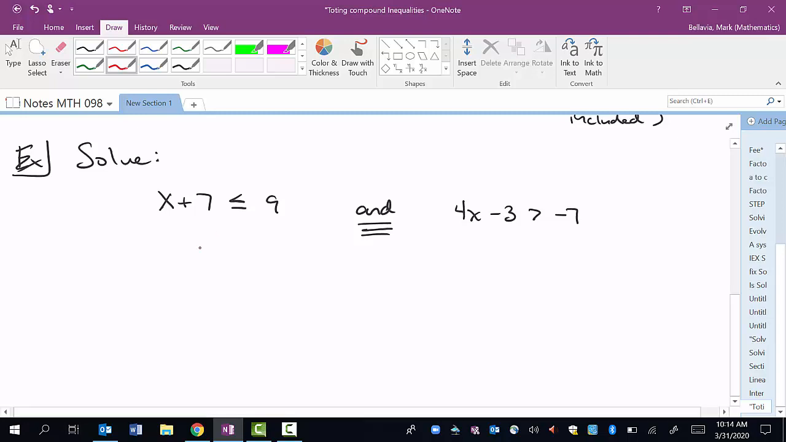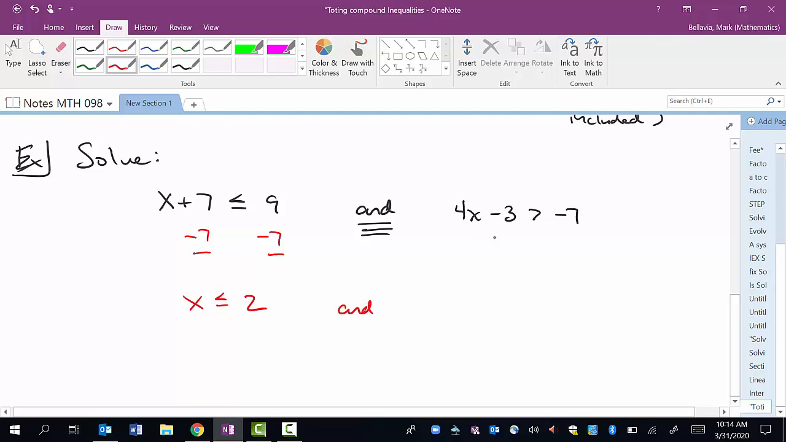So for the first inequality, x plus 7 less than or equal to 9. To solve for x, remember you want to leave x by itself on one side, so we're going to subtract 7 from each side. End up with x is less than or equal to 9 minus 7, which is 2. And that's the solution for the first part. And we need the solution for the second part, right? So, and whatever we get from here.